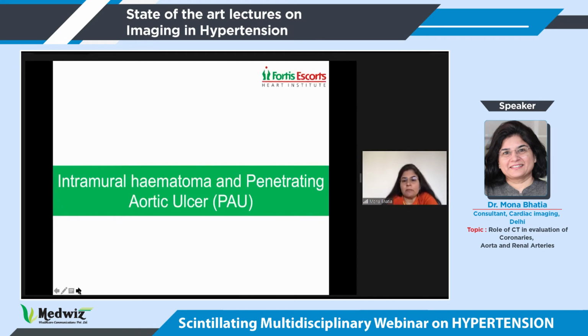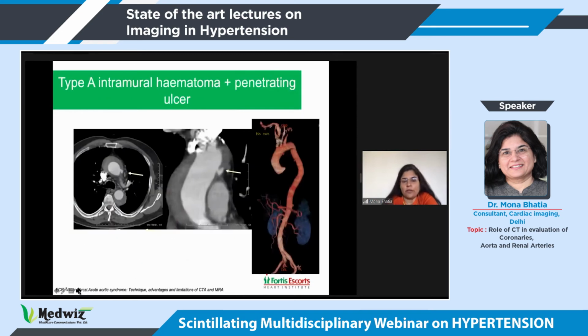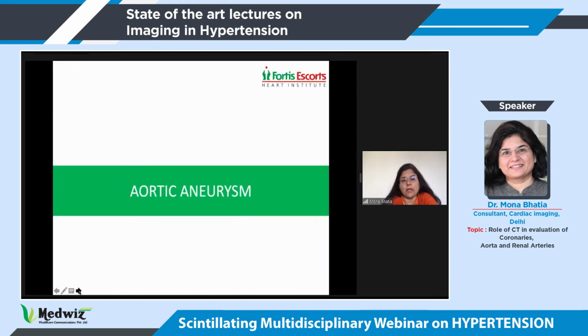Intramural hematomas and the penetrating aortic ulcers need to undergo serial imaging, because they may show regression, progression to dissection, aneurysm, or persistence. So it's really important to keep watching them very closely. This is a type A intramural hematoma with a penetrating ulcer.